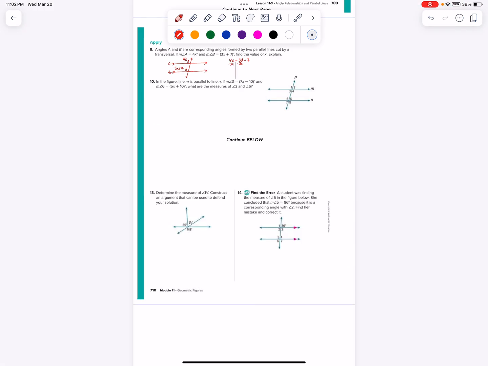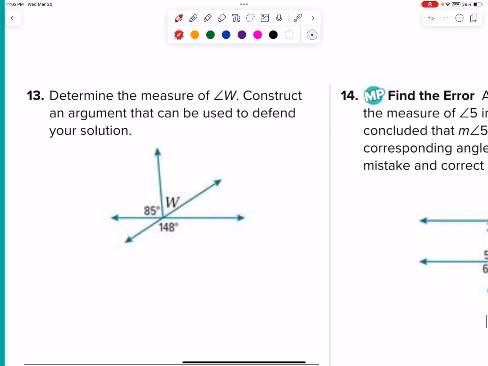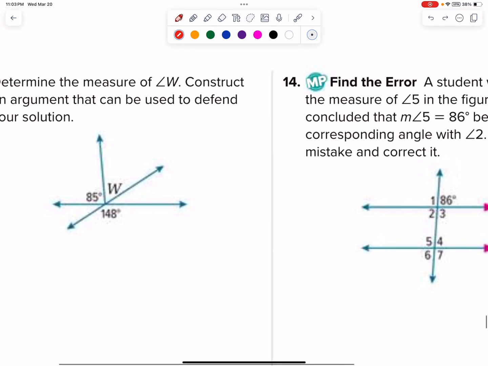There's a couple more down here that are really important that I want you to look at. It says, determine the measure of W and construct an argument that can be used to defend your solution. So I do want you to see if you can figure out what W is. Just with all your knowledge of things, take notice that we don't have parallel lines, we don't have transversals. We do have what looks like an X here. But there's nothing in between the X. So you're going to have to toy around with some different things that you know to help you figure out maybe what W is. I don't think there's any 90 degrees there, so don't assume there is.